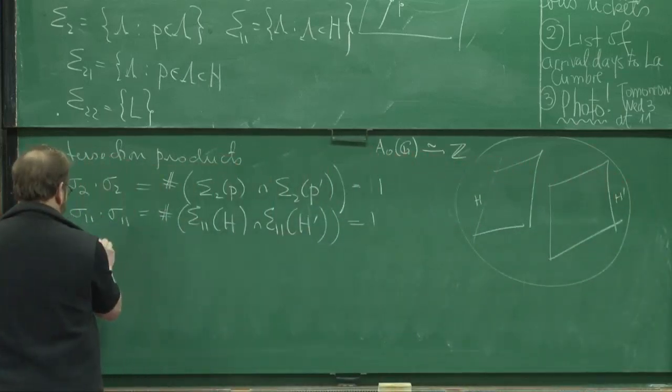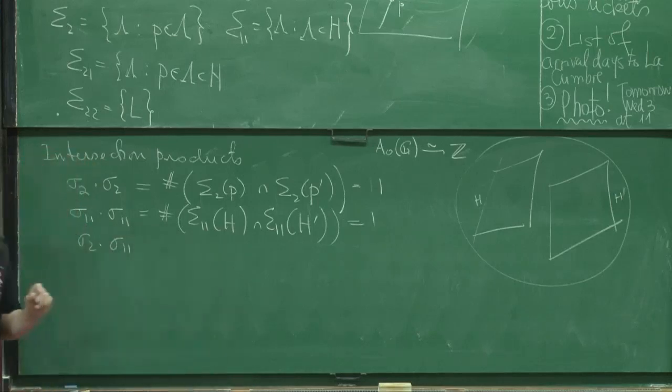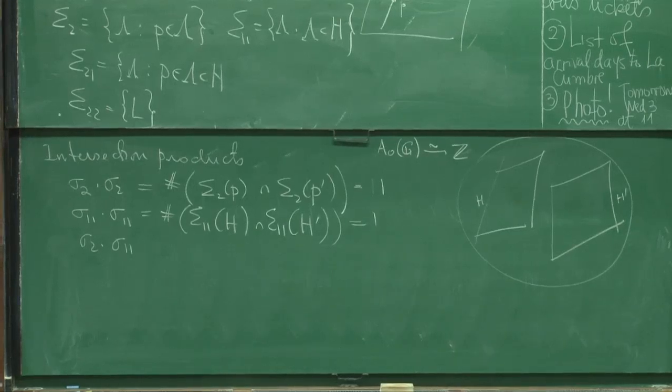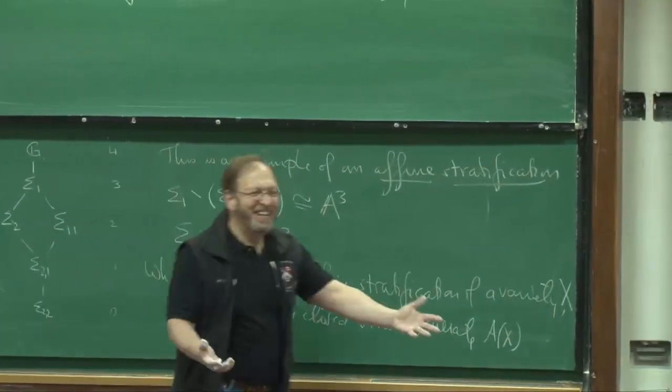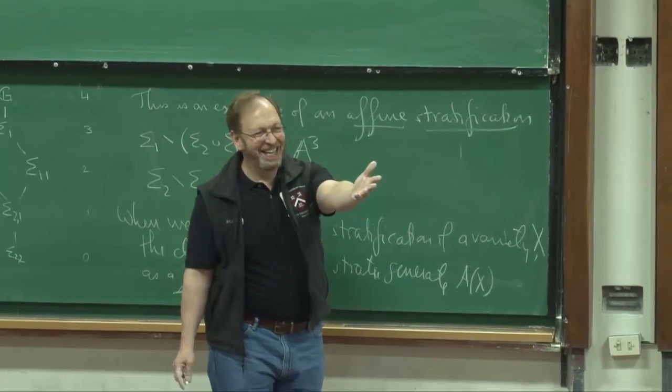Okay, you guys do this one. Sigma 2 dot sigma 11. Want lines that pass through a general point P and lie in a general plane H. How many? You're shaking your head. Does that mean? What's the answer? 0. Yeah.